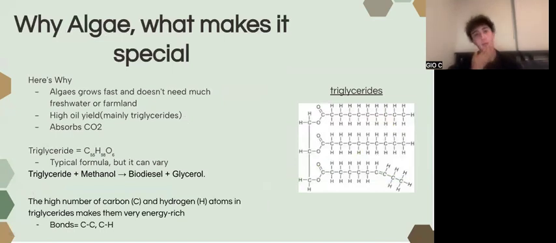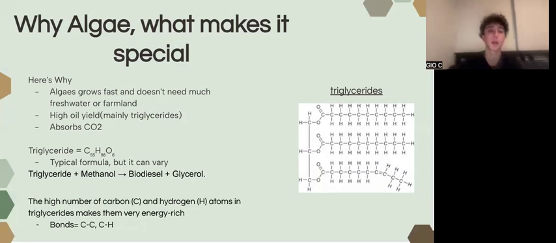Why algae? What makes it so special? Algae is rich in lipids, which are natural oils, and these oils can be extracted and turned into biodiesel through a chemical process called purification. This reaction uses an alcohol like methanol and a catalyst such as sodium hydroxide to convert algae oil into a biodiesel and glycerol. The simplified reaction looks like this right here.